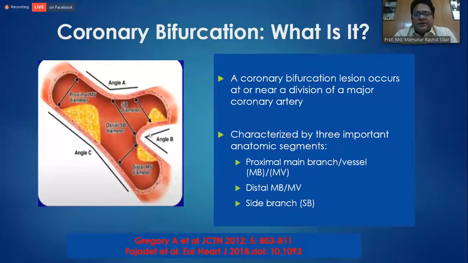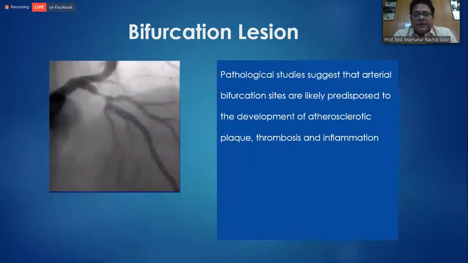What are bifurcation lesions? A coronary bifurcation is where two major arteries branch. They have three components: the proximal main branch or vessel, the distal main branch, and the side branch. Bifurcation lesions suggest there is a greater chance of thrombosis and more inflammation.